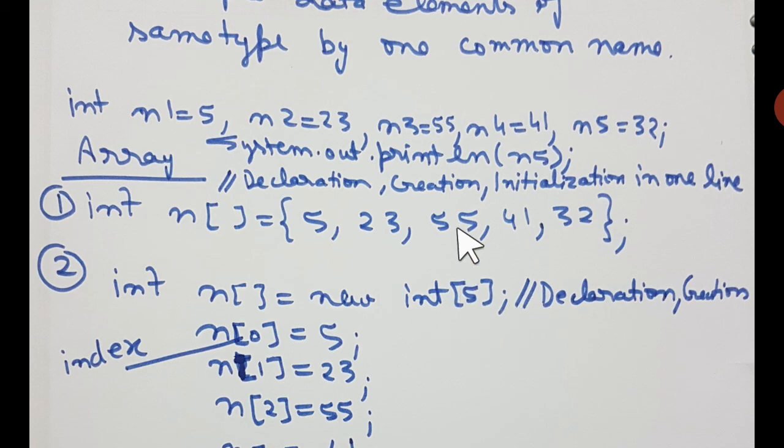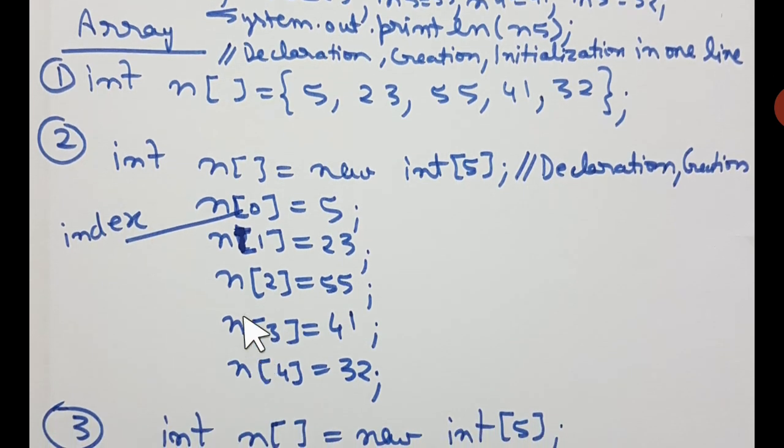Initialization is not there. In the previous one, we had declaration, creation, and initialization, all the things in one line or one statement. And here, how to initialize. Now you can see here n square bracket, n square bracket, n square bracket, n square bracket. But you can see the numbers are here 0, 1, 2, 3, 4.